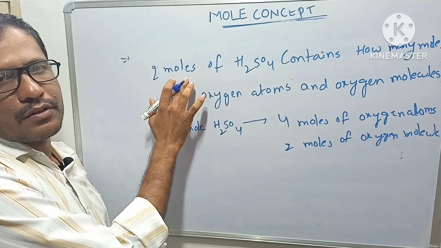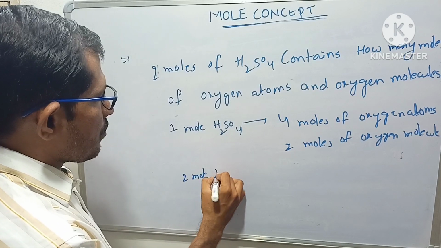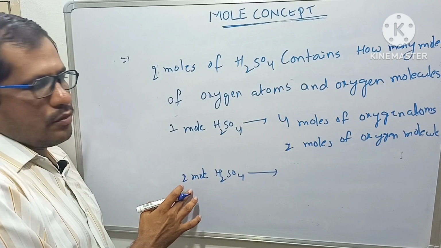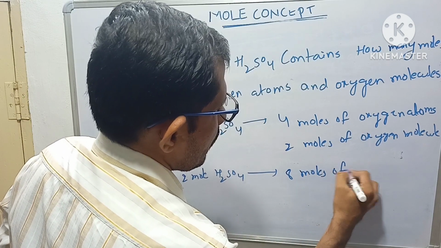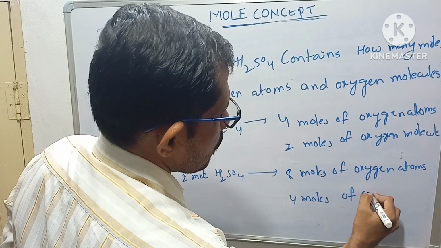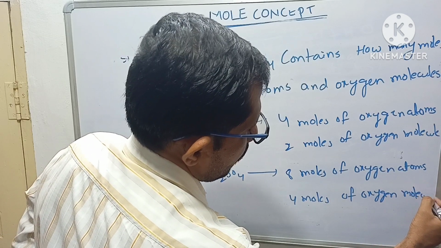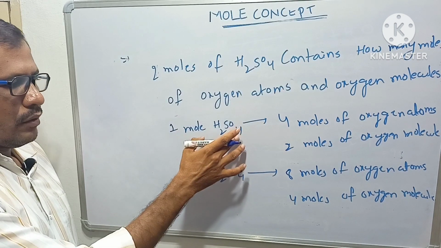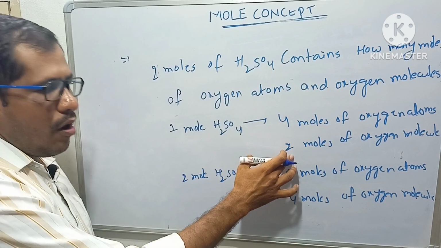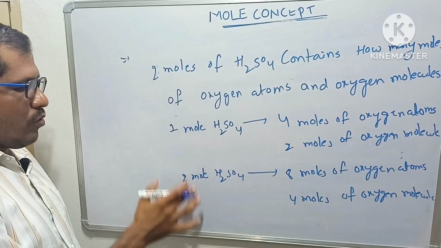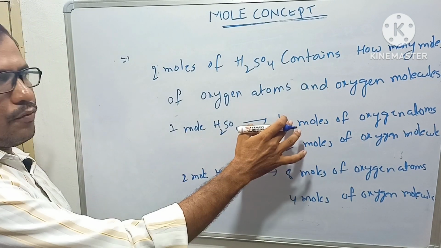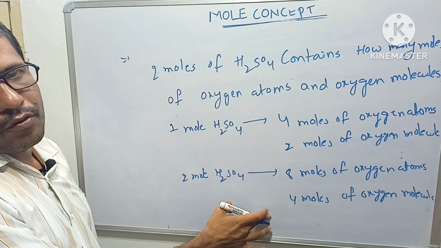But in the question he has given 2 moles. So you can write, 2 moles of H2SO4 contains, so 1 mole H2SO4 means 4 moles of oxygen atoms, but here 2 moles of H2SO4 means 8 moles of oxygen atoms. And we can also say 4 moles of oxygen molecule. I think you understood. 1 mole of H2SO4, why 4 moles? Here 4 is there, right? 4 moles of oxygen atoms. The oxygen molecule symbol is O2, that's why it becomes half, 2 moles of oxygen molecule. But in the question he has given 2 moles. So we can say 2 moles of H2SO4 contain 8 moles of oxygen atoms and 4 moles of oxygen molecules. The 2 means double.